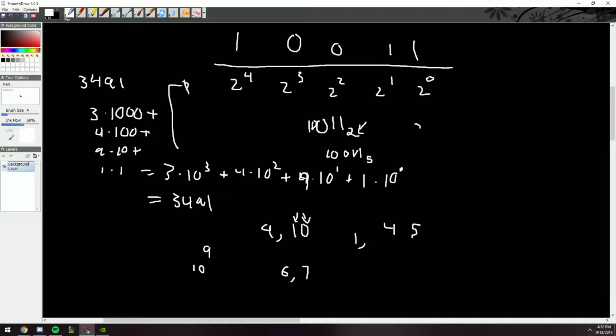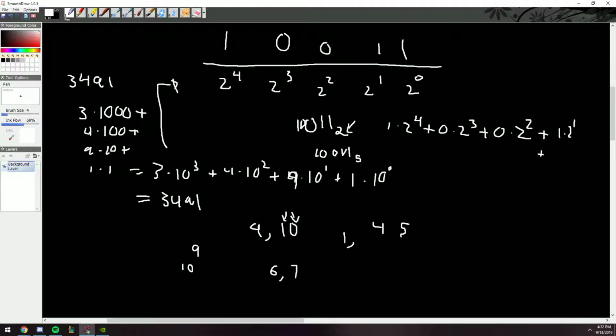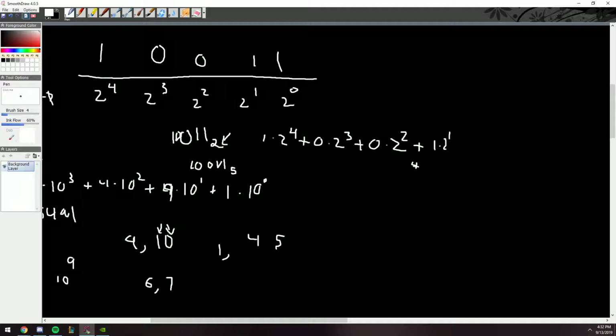So this is the same as 1 times 2 to the 4th plus 0 times 2 to the 3rd plus 0 times 2 squared plus 1 times 2 to the 1st. Sorry, I'm running out of room. We can move over. Plus 1 times 2 to the 0. So let's think of this. As you mess with binary more, you'll memorize this. So let's work from here first.